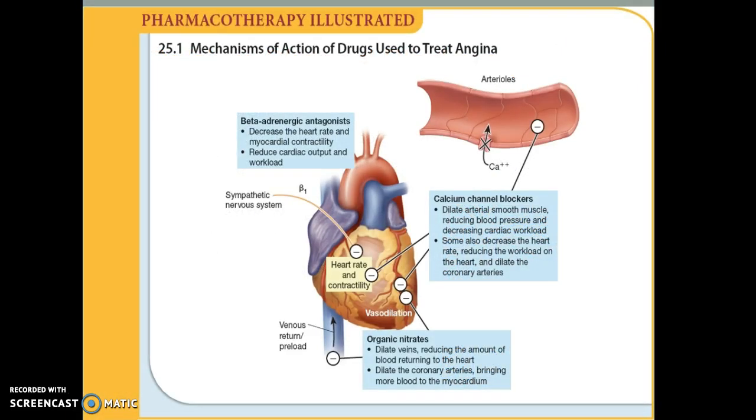Visual, just showing the mechanism of actions of drugs used to treat angina. Okay, and it kind of shows the different areas where it works and how it works.